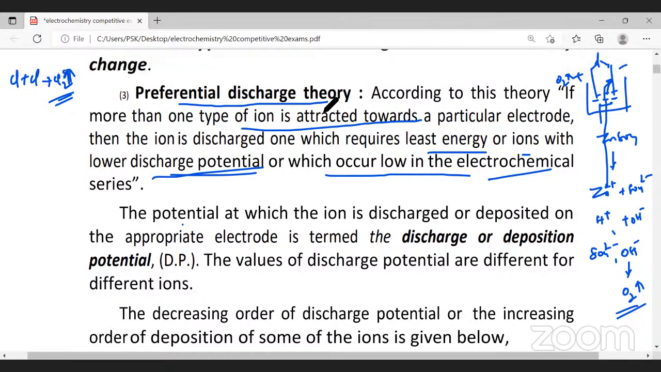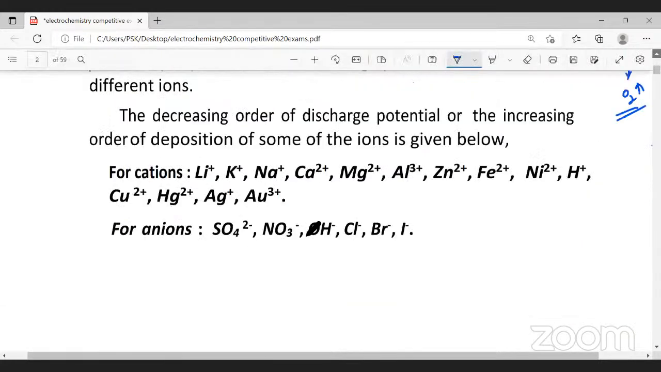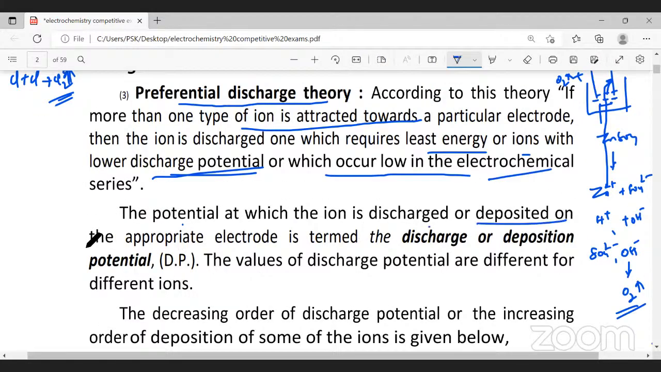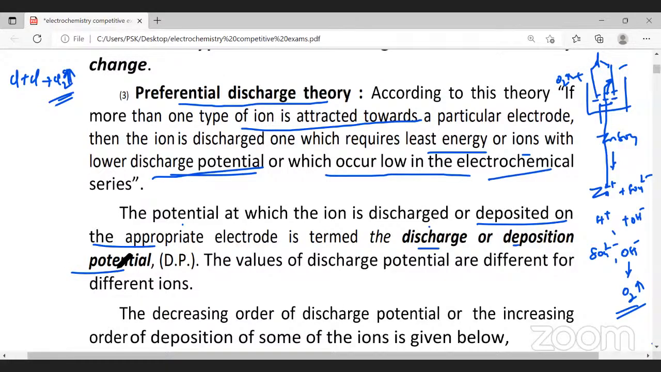That is called the preferential discharge theory. According to this theory, if more than one type of ion is attracted towards a particular electrode, then the ion that is discharged is the one which requires the least energy, or has a low discharge potential, or which occurs lowest in the electrochemical series. The potential at which the ion is discharged, liberated, or deposited at an electrode is termed the discharge or deposition potential. The values of discharge potential are different for different ions.